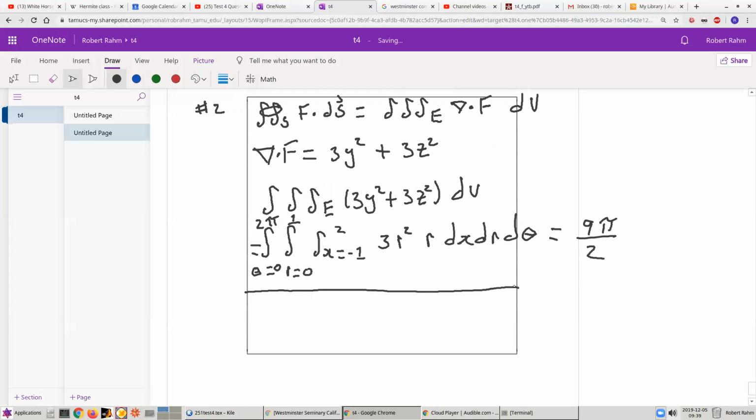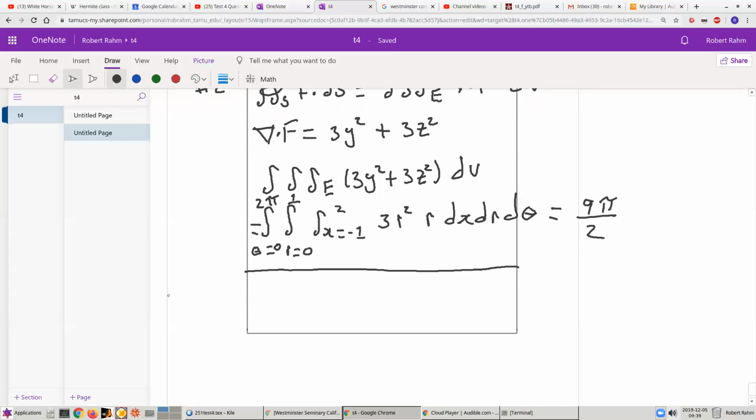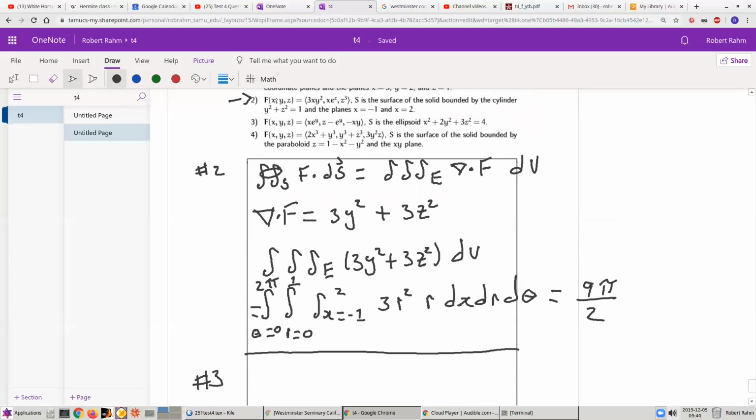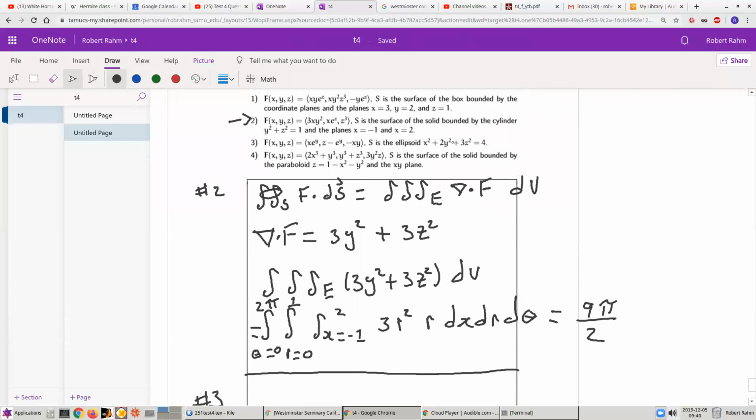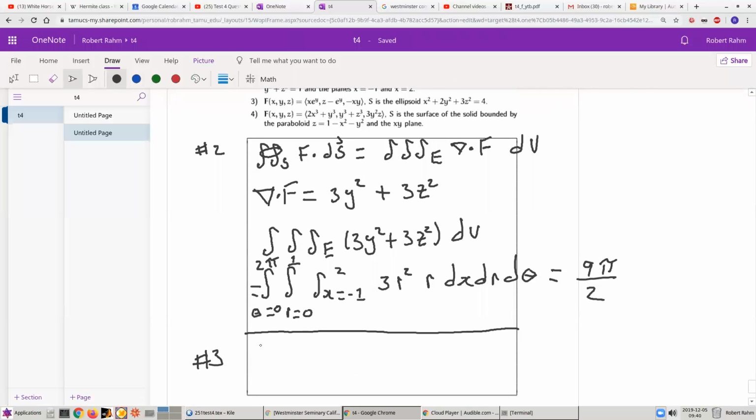Okay, so now I'm going to do problem number 3. S is this ellipsoid. Again, the surface integral we want to compute is over a closed surface, so we can use the divergence theorem. The function we'll integrate is the divergence of F. In this case, the divergence of F is the derivative of x e to the y with respect to x, so that's e to the y, plus the derivative of z minus e to the y with respect to y.